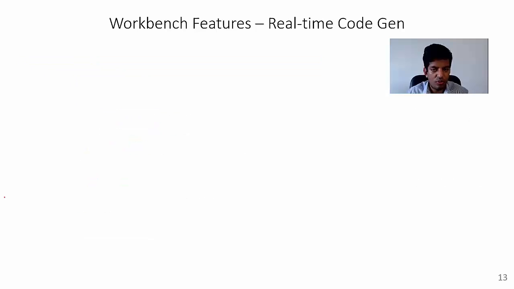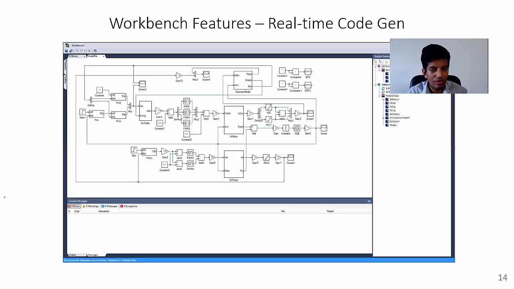The Workbench software also supports real-time code generation, which is of most interest to us for this particular session. In Workbench, a single model can be used in both simulation as well as real time. The model can be transitioned from simulation to real time by just a single click. Here is a model of an induction motor vector control.